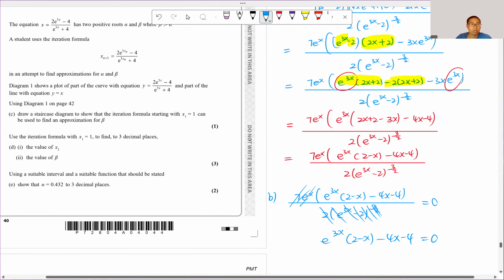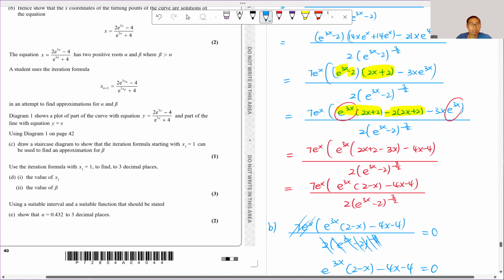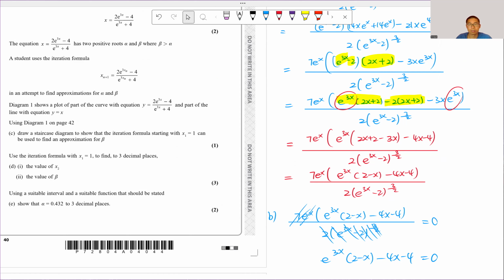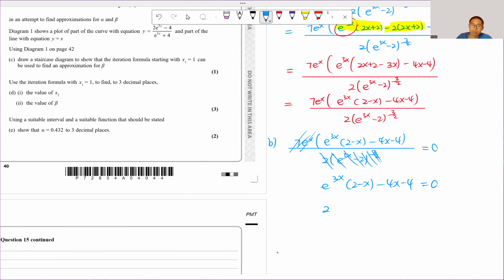And then what we want to show is 2 times (e^(3x) minus 4) over (e^(3x) plus 4). And then we want to make x the subject. So, okay, let's start to rearrange them. If we want to rearrange, let's just expand everything out. So we have 2e^(3x) minus xe^(3x) minus 4x minus 4.